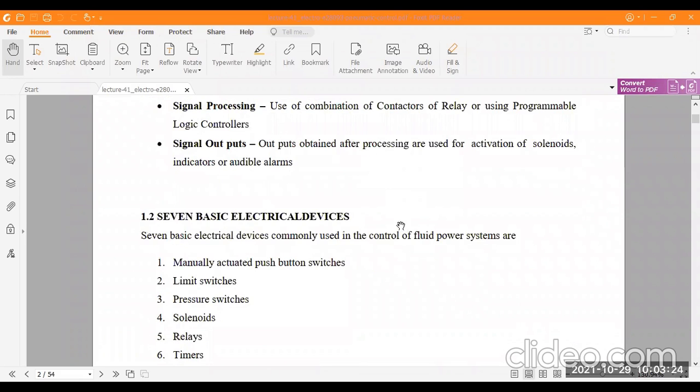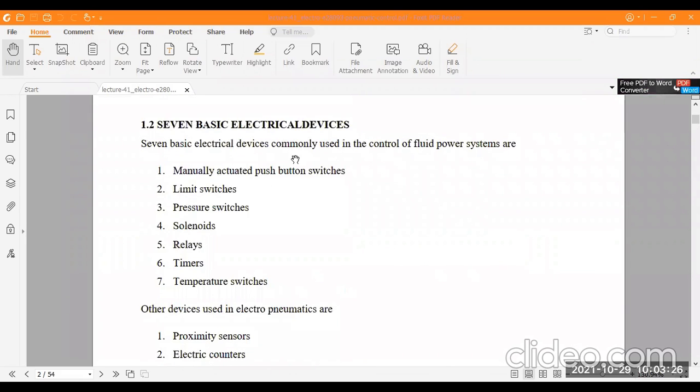Next, another important part: the 7 basic electrical devices which are commonly used in the pneumatic controller part. These 7 basic electrical devices are commonly used for the control of fluid power systems. First one is the manually actuated push button switches. This is a push button switch. We have to operate it manually.